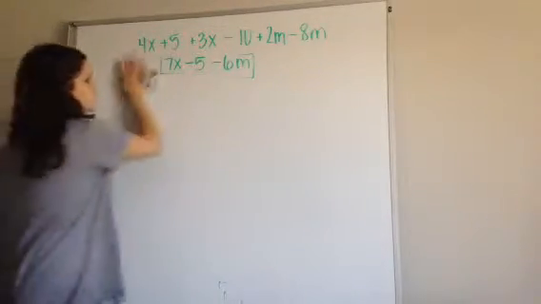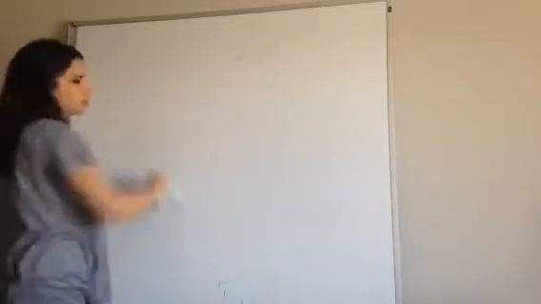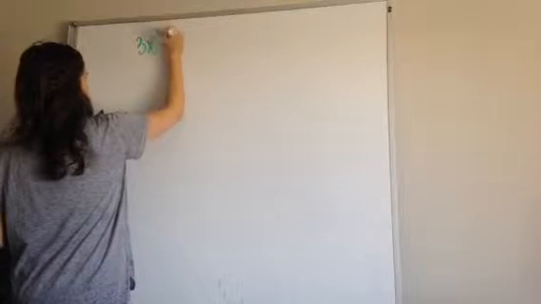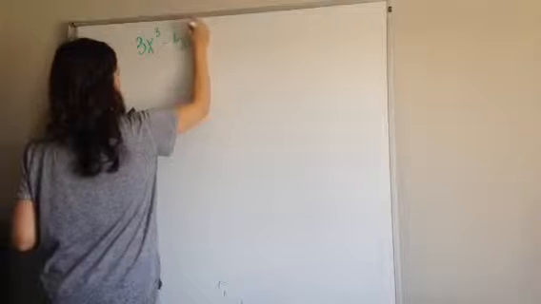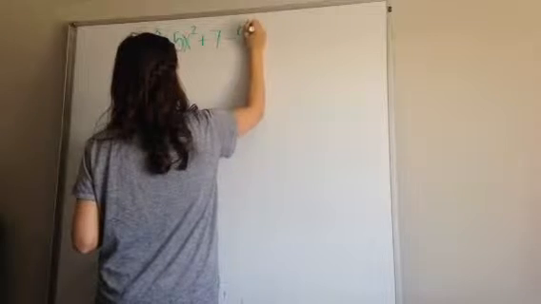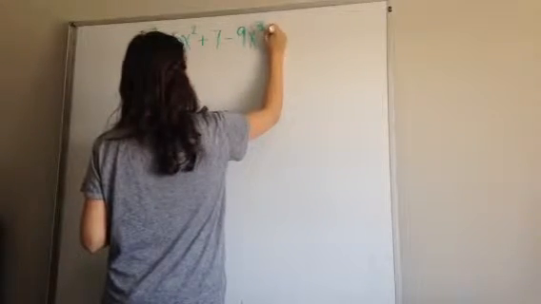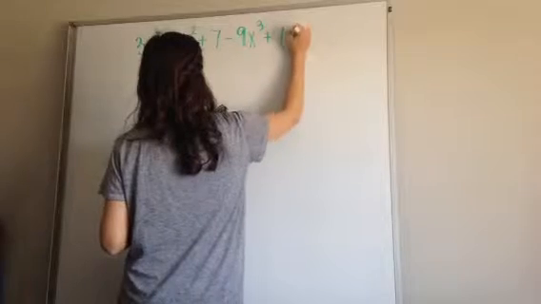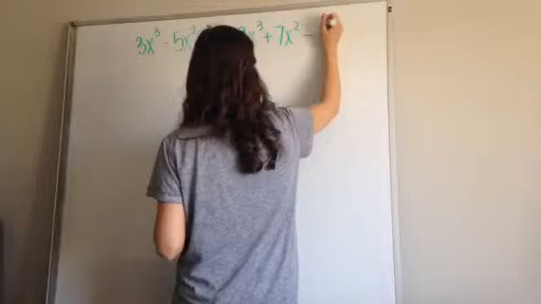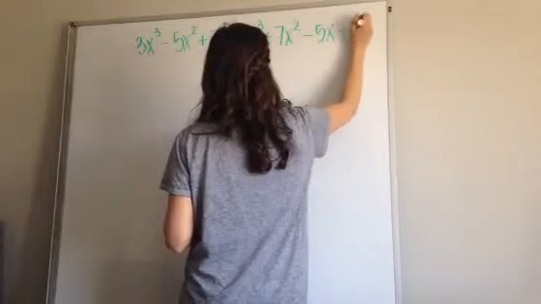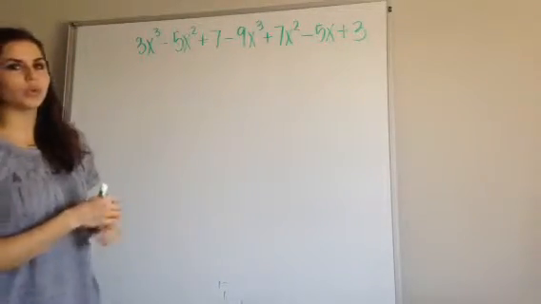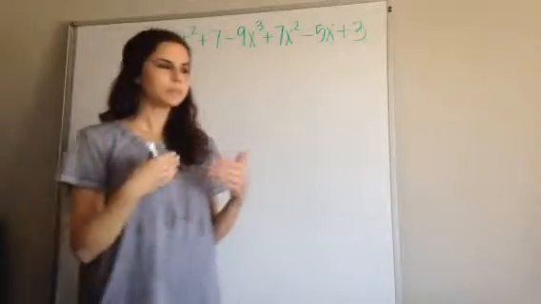So now let's go a little bit more difficult. If I have 3x cubed minus 5x squared plus 7 minus 9x cubed plus 7x squared minus 5x plus 3.